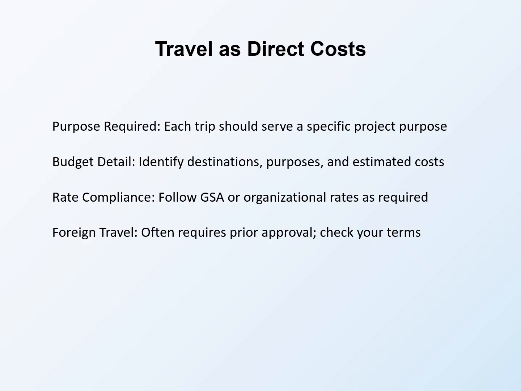Rate compliance requires following applicable per diem and mileage rates. For federal grants, GSA rates generally apply. Your organization may have its own travel policy that also applies. Use the applicable rates in your budget calculations, and be prepared to follow these rates when actually traveling.